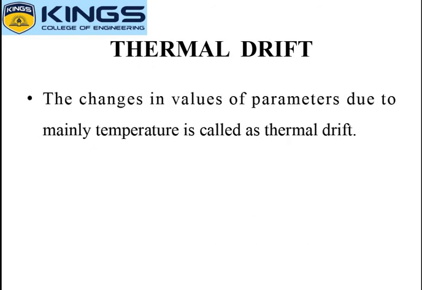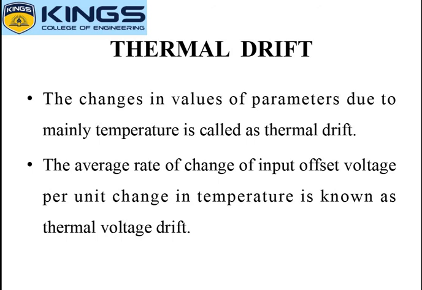Next one is thermal drift. The changes in values of parameters due mainly to temperature is called thermal drift. Bias current, offset current and offset voltage change with temperature. A circuit carefully nulled at 25 degrees centigrade may not remain so when the temperature rises to 35 degrees centigrade. This is called drift. Okay. Often the offset current drift is expressed in nanoamps per degree centigrade and offset voltage drift in millivolt per degree centigrade. This indicates the change in offset for each degree Celsius change in temperature.